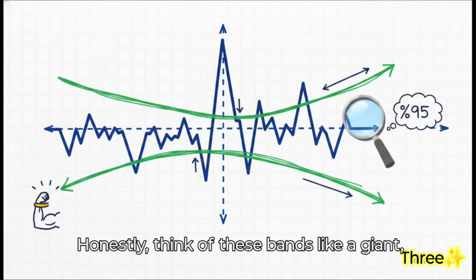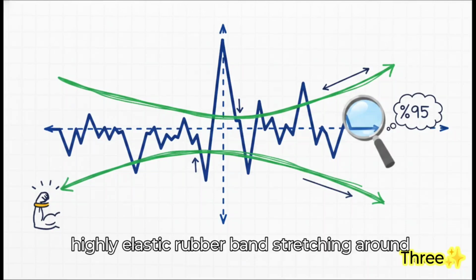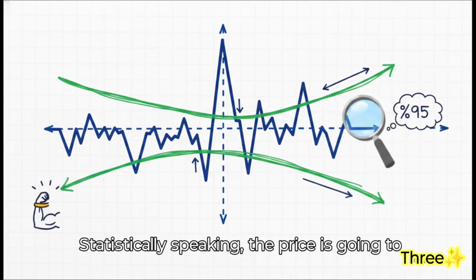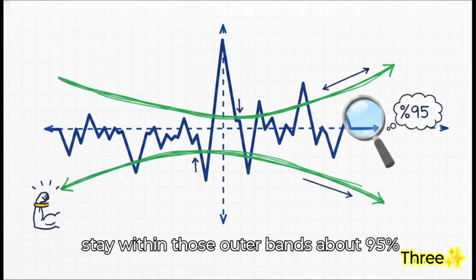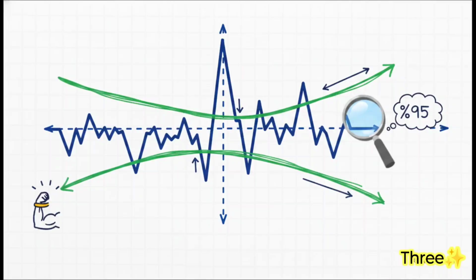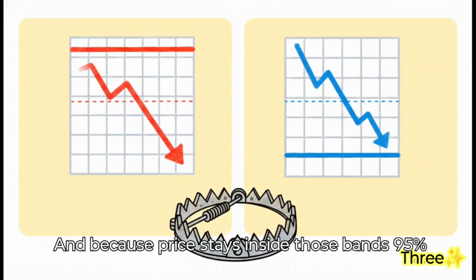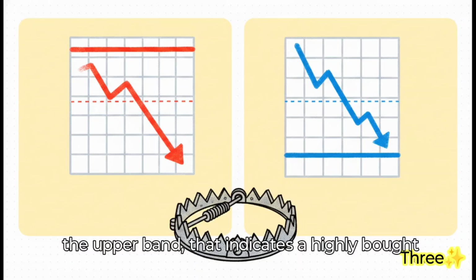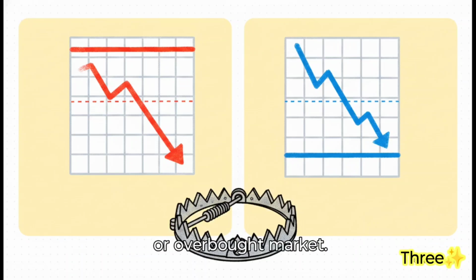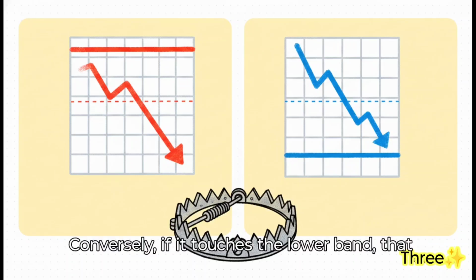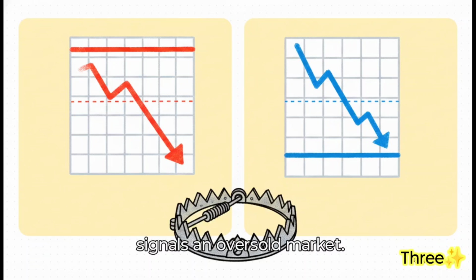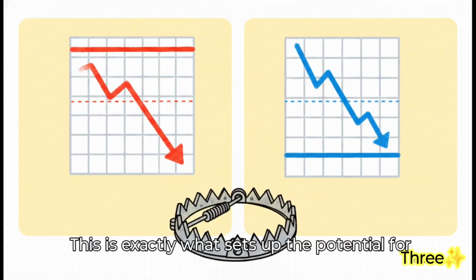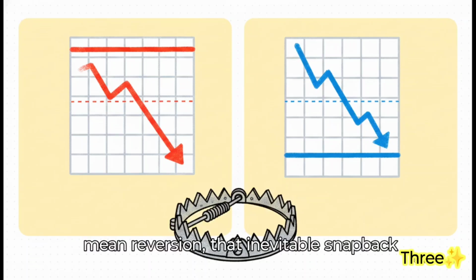Honestly, think of these bands like a giant, highly elastic rubber band stretching around the price. Statistically speaking, the price is going to stay within those outer bands about 95% of the time. And because price stays inside those bands 95% of the time, whenever it actually touches the upper band, that indicates a highly bought or overbought market. Conversely, if it touches the lower band, that signals an oversold market. This is exactly what sets up the potential for mean reversion, that inevitable snapback to the middle line.